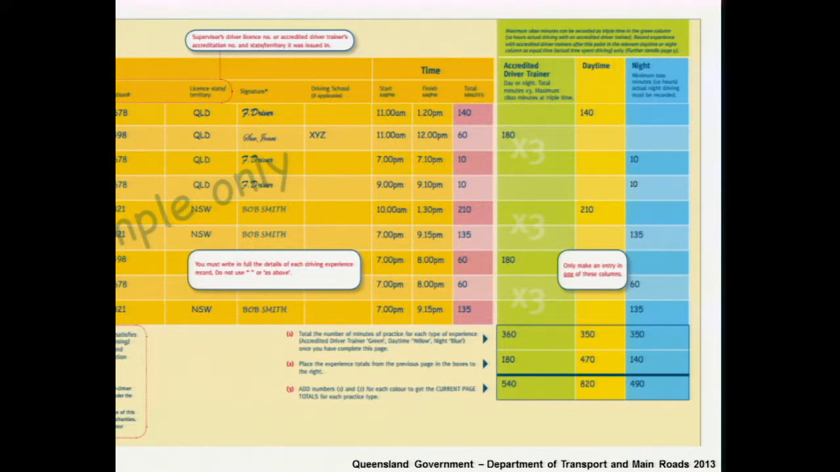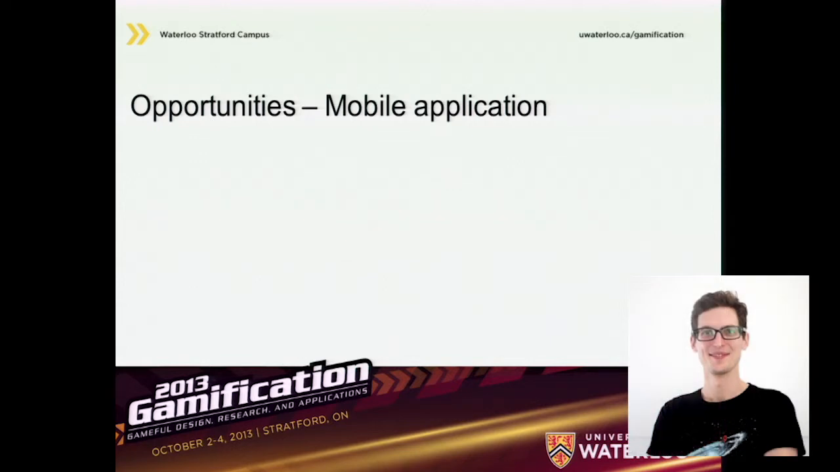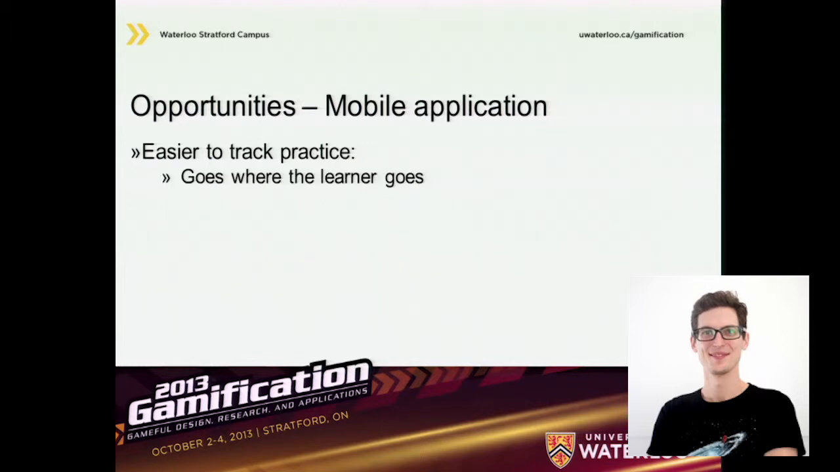It can also get lost, and taking it from car to car can be quite difficult. So we've got an opportunity here to look at how we could make a mobile application in order to make the logging process a little bit easier. Also, basically because smartphones and mobile apps are easier to track practice because they go where the learner goes.